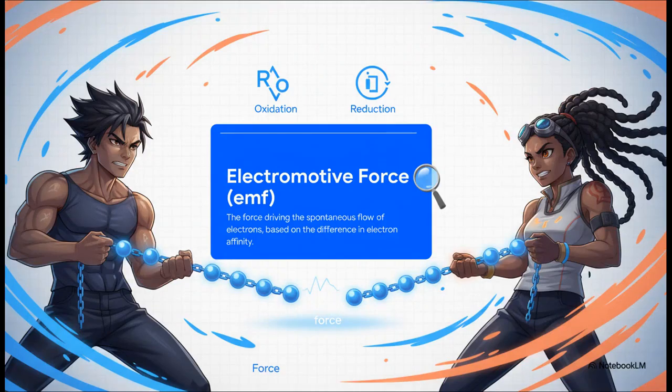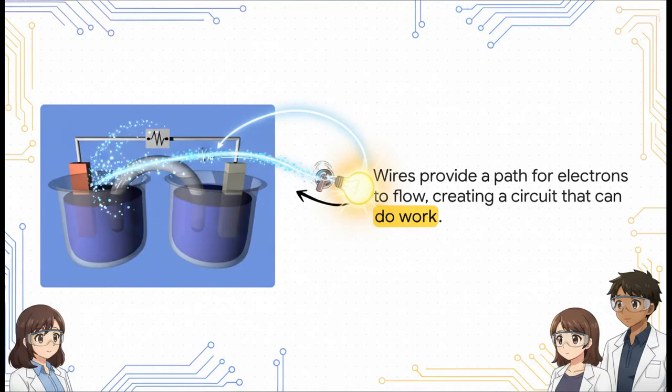The best way to picture this is like a game of tug-of-war, but for electrons. The force that's driving this whole thing is called the electromotive force, or EMF. It's basically a measurement of how badly one chemical wants to yank an electron away from another one. And this picture shows what happens next.